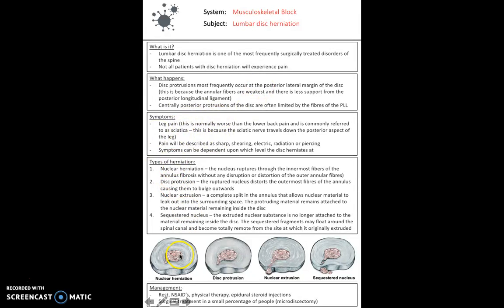There are different types of herniation which can be linked up to the pictures below. So we can have a nuclear herniation, here where the nucleus ruptures through the innermost fibres of the annulus fibrosus. A disc protrusion takes it one step further, where the ruptured nucleus distorts the outermost fibres of the annulus. Then we can have a nuclear extrusion, where we get a bit of nuclear material leak out to the surrounding space but doesn't go anywhere. And then we have a sequestered nucleus, where this parted nuclear substance is no longer attached to the material remaining inside the disc, and it can float around the spinal cord and become totally remote.